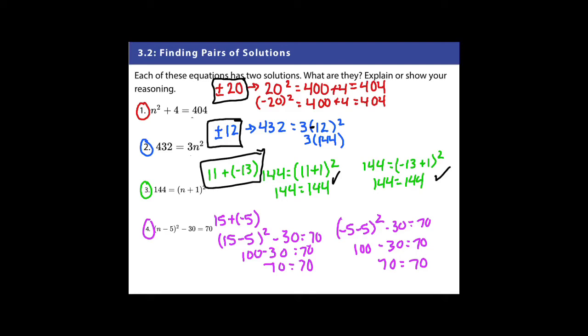And then number 4 in purple, if we do 15 minus 5 squared, that gives us 10 squared, which is 100, minus 30 equals 70. And then if we do negative 5 minus 5 squared, that still gives us 100 because that would be negative 10. And then that minus 30 equals 70, so that works also. So the answer would be 15 and negative 5.